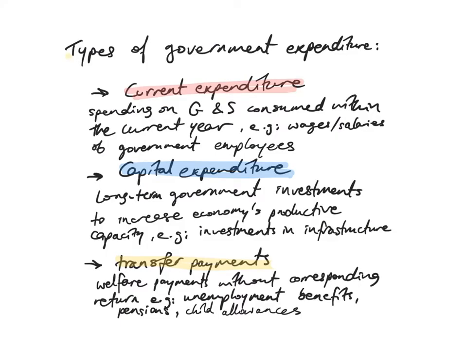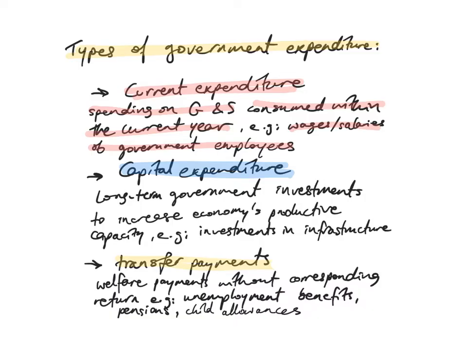Right, types of government expenditure. We've looked at where the government gets its revenue. What does the government spend its money on? The first is current expenditure. Current expenditure refers to spending on goods and services that are consumed within the current budget year or fiscal year. For example, the wages and salaries of government employees.